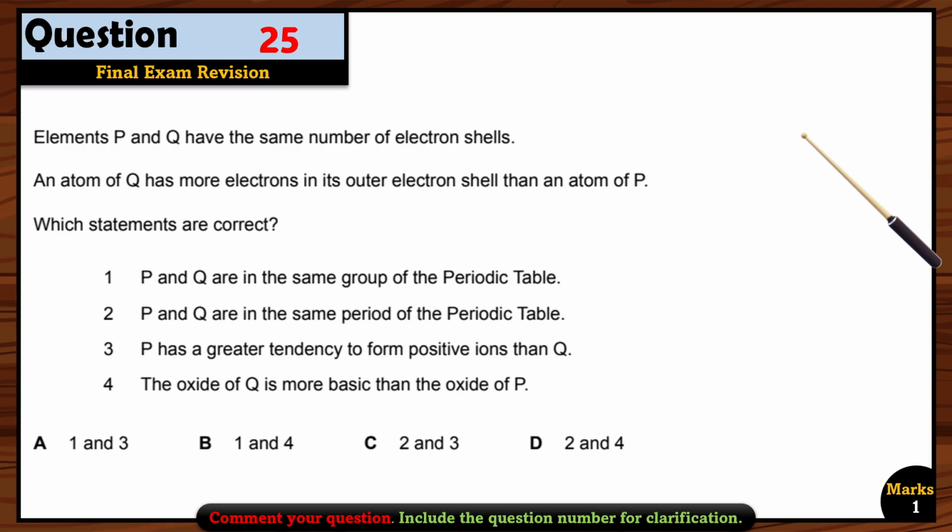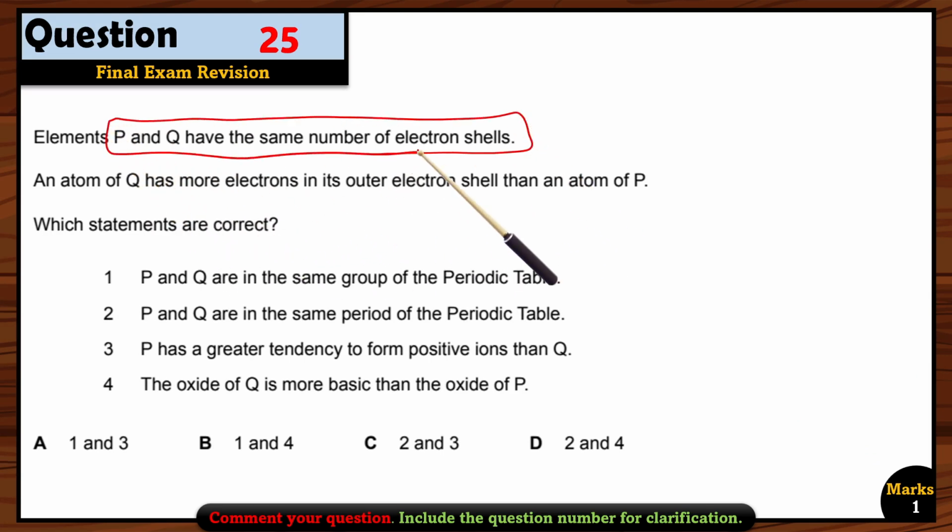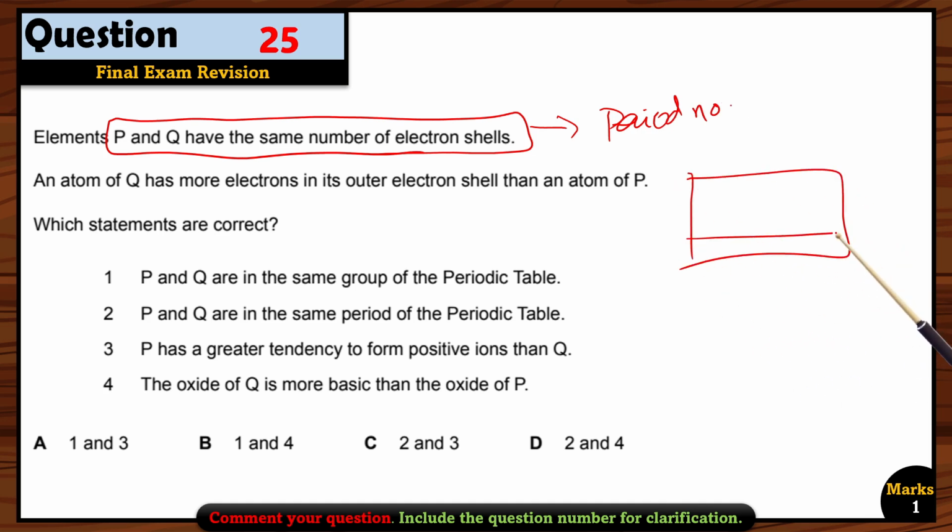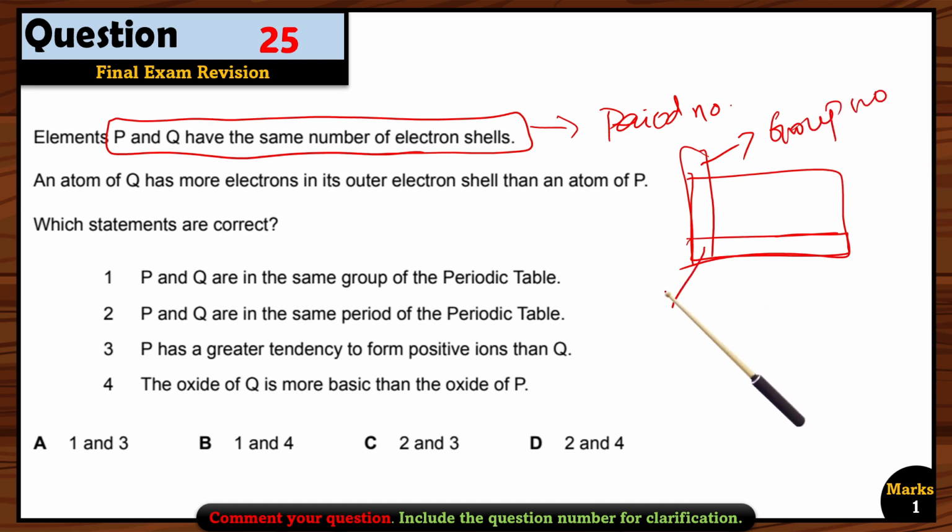Okay, let's look at this question. Elements P and Q have the same number of electron shells. If they have the same number of electron shells, we already know that in the periodic table, all those elements belong to the same period number, right? If any element belongs to period 3, it means it has 3 electron shells. So what is actually a period? The horizontal line is the period, and the vertical line is your group number.